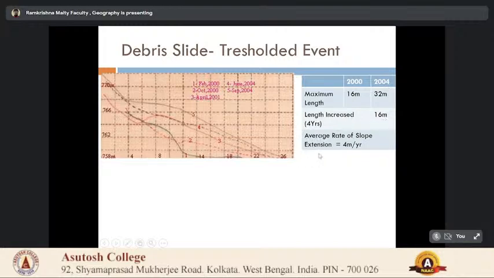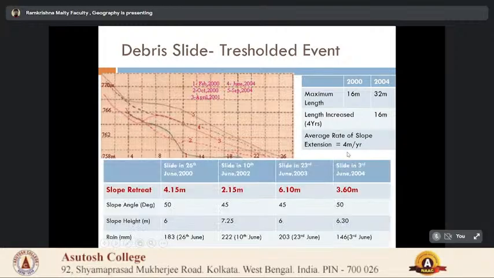So you can easily calculate the average rate of slope extension, 4 meter per year. That means slope retreat. It's a popular concept of slope retreat, rate of slope retreat. You can calculate the average rate of slope retreat, 4 meter per year. But what is the actual case?